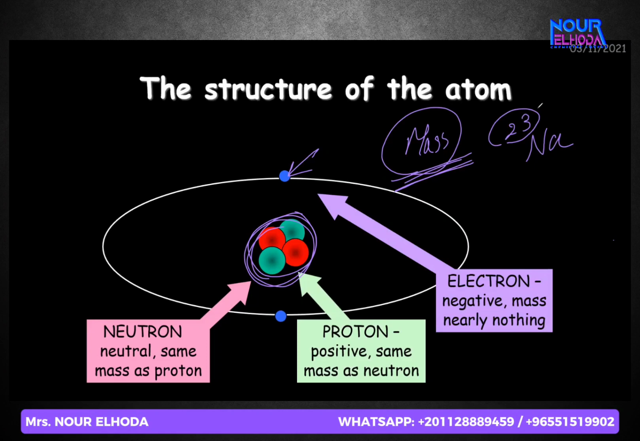That's true. Why? Because we said that all the mass is concentrated inside the nucleus. All the electrons are very light. Since the electrons are very light, all the mass is concentrated inside the nucleus, so that's why I'm going to find in the usually mass number, the big number for any element, this is adding protons plus neutrons.